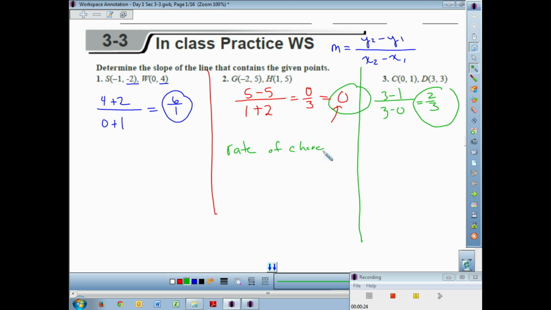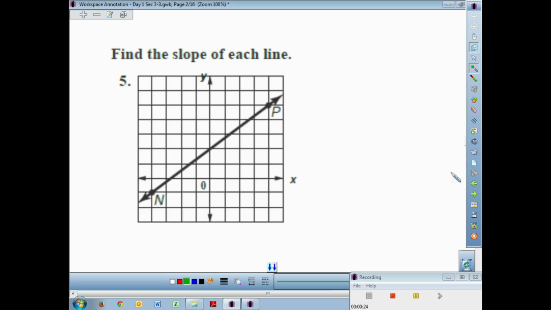Like, what's the rate of change between point G and point H? 0. What's the rate of change between point C and point D? For every 2 units of rise, there's 3 units of run, so 2/3. When you have a graph, there's no need to do the algebra. You can just count rise over run. But the thing to do first is do a mental check.